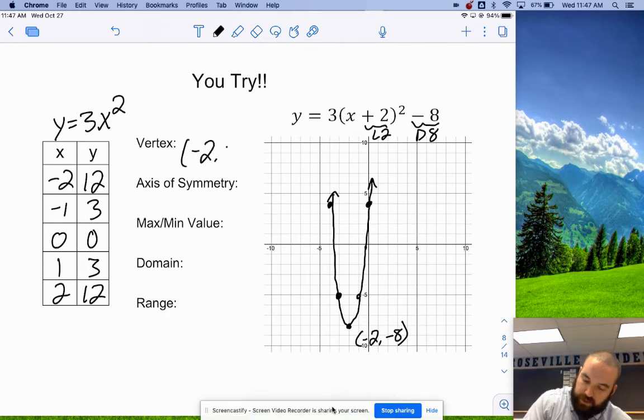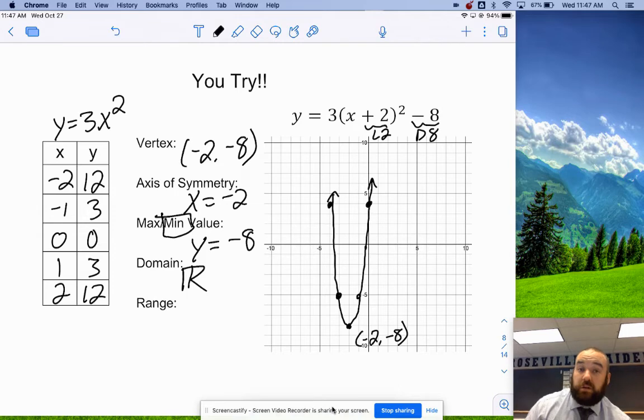Again, -2, -8, which means my axis of symmetry is -2. The vertex is at the bottom of the graph, so there's a minimum value of y equals -8. Domain's all reals. And then the range, it doesn't hit every y coordinate, but that parabola goes up from -8. So we're going to say y is greater than or equal to -8.